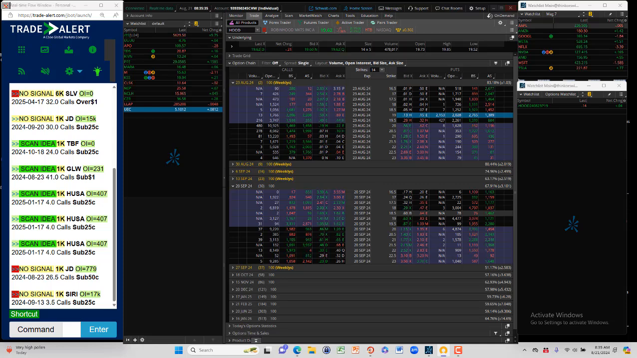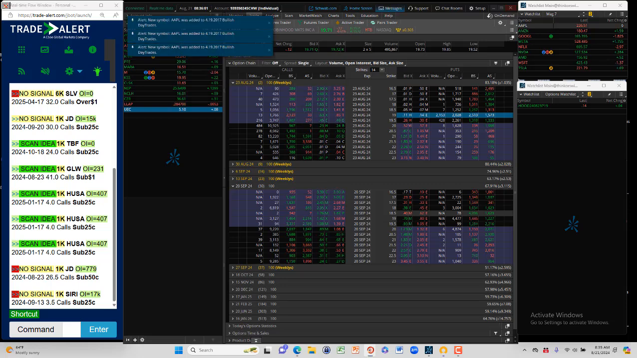So Robinhood here on day trade and penny spike. Robinhood calls being bought, guys. Puts being bought in Robinhood. I added to my watch list on the right.